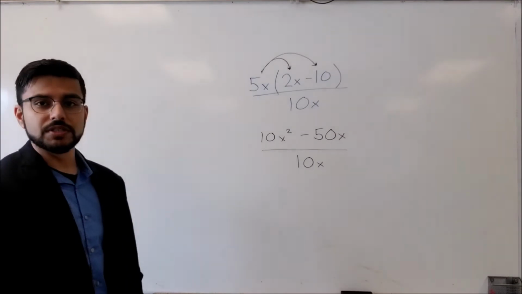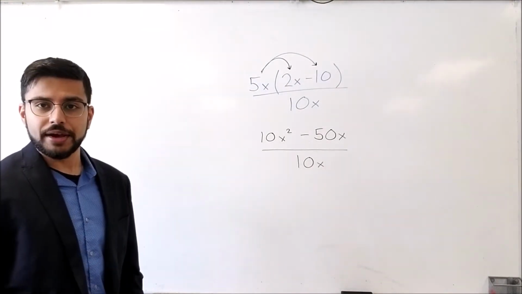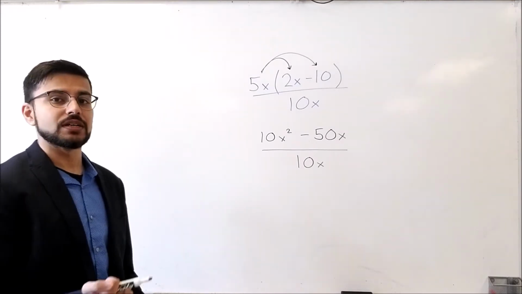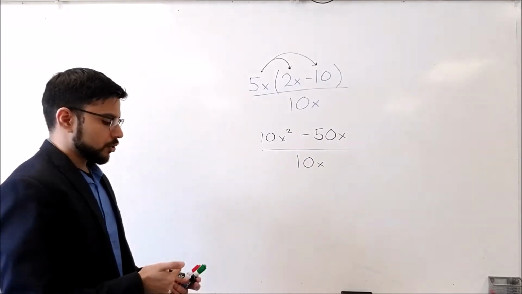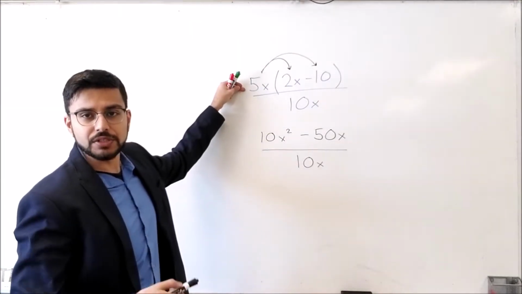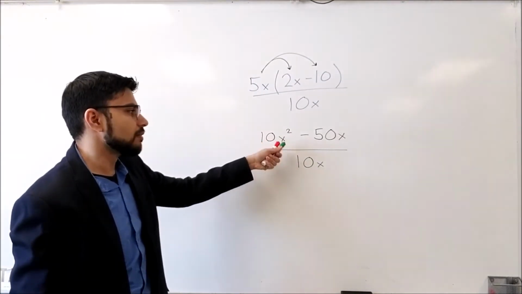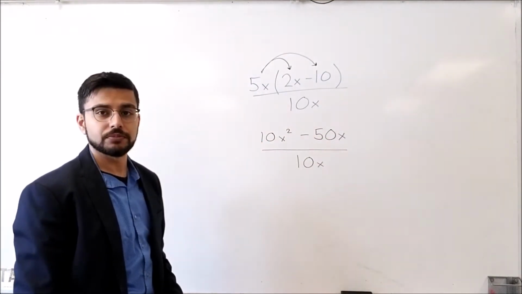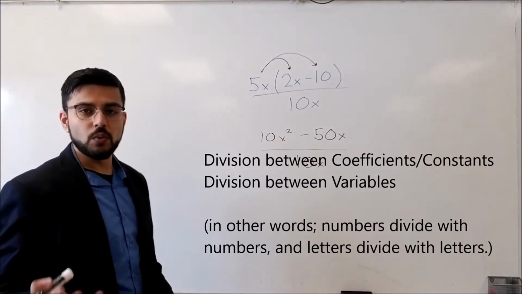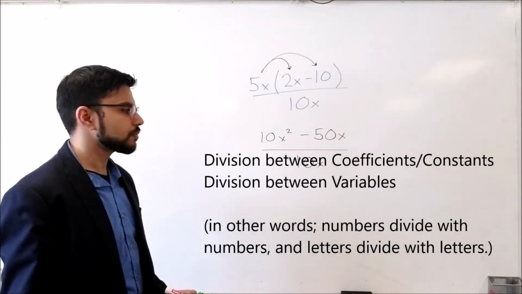Our next job is to deal with the division step. And that means that whatever we are dividing by must divide into every single number in our polynomial. Remember, back over here, we had to multiply into every single piece of our polynomial. Down over here, we have to divide into every single piece of our polynomial. And we do it in two ways: one with the numbers, the coefficients, and then once again with the variables.